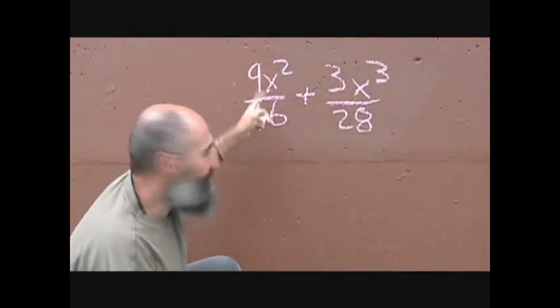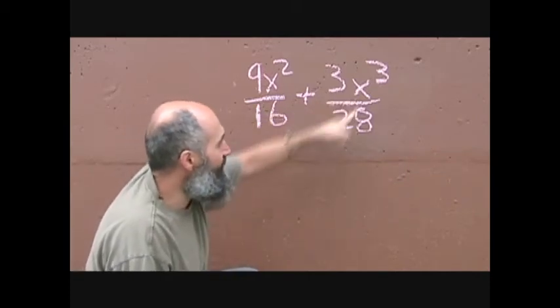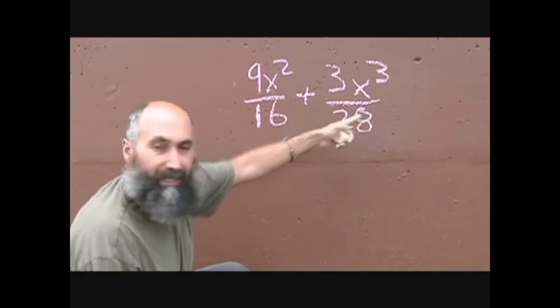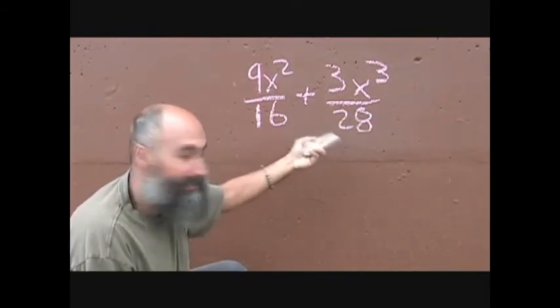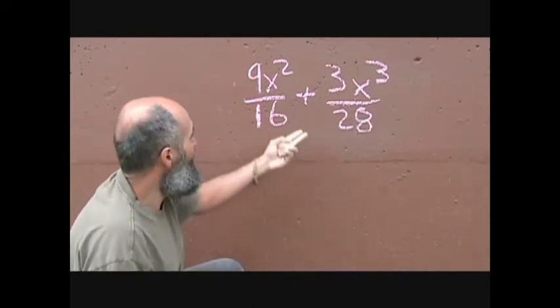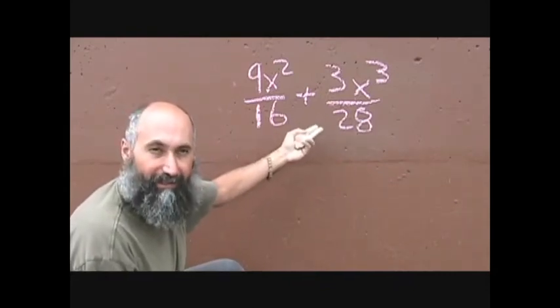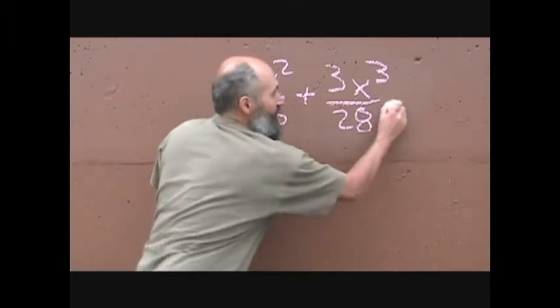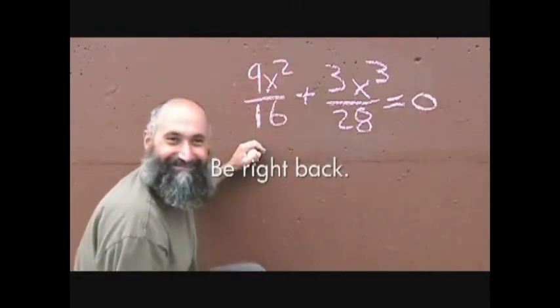So we've got 9x squared over 16 plus 3x cubed over 28. And again, if there was no equal sign here, they would just say factor this expression. But what we're going to do is continuously add the equal sign because it's one step more complicated than this. So we're going to try to solve the equations right away. So we're just going to add 0.